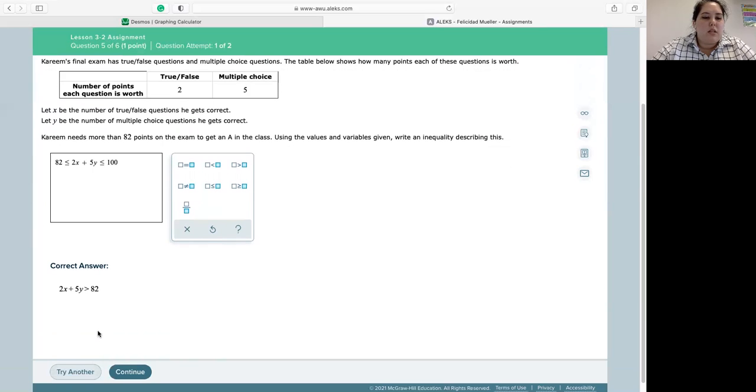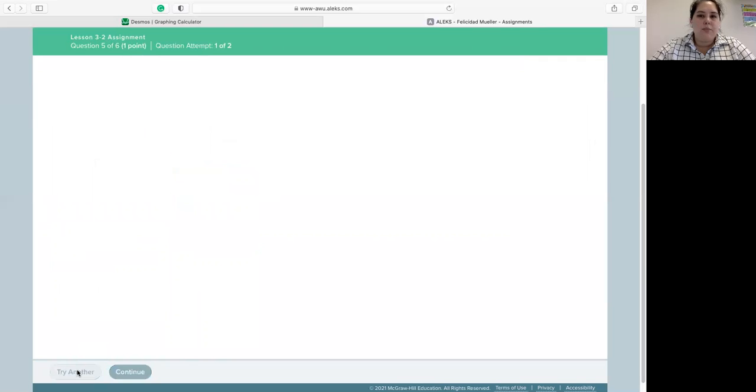So let's see. Oh, it can't be equal to. Interesting. He needs to get more than. So here's when you have to make sure you read what they say. Since they said more than, not at least, it wouldn't have the equal to symbol. So let's go ahead and try another.